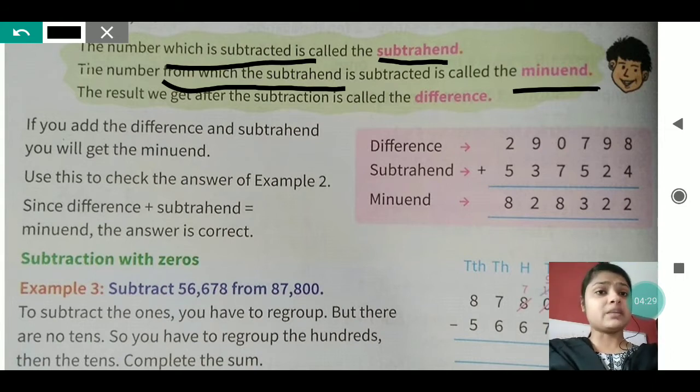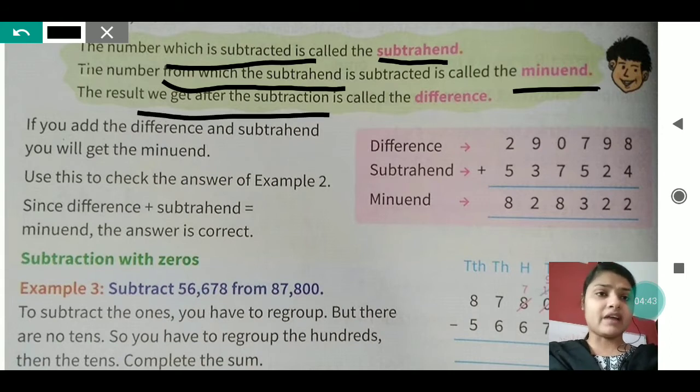The number which is subtracted, the smaller number, is called the subtrahend. Whereas the number from which we are subtracting, the bigger number, is the minuend. The result which we get after doing the subtraction is called the difference. What is it called? Difference.